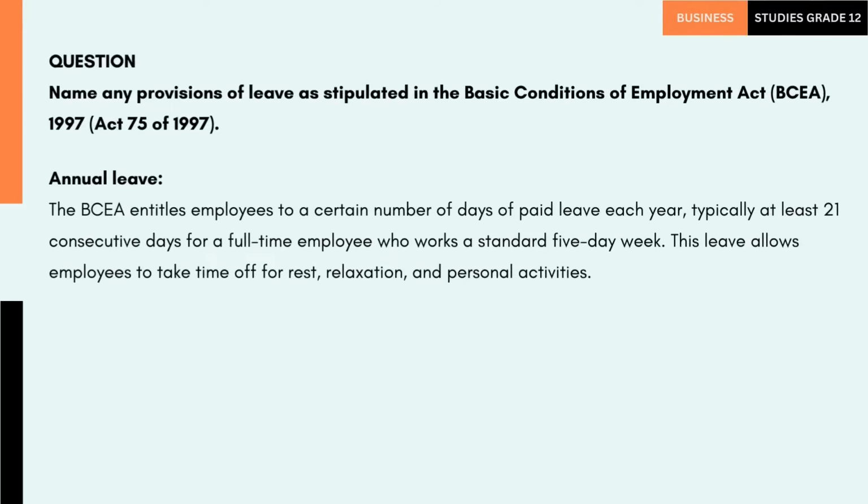Question: name any provisions of leave as stipulated in the Basic Conditions of Employment Act, BCEA, 1997, Act 75 of 1997. 1. Annual leave. The BCEA entitles employees to a certain number of days of paid leave each year, typically at least 21 consecutive days, for a full-time employee who works a standard 5-day week. This leave allows employees to take time off for rest, relaxation, and personal activities.